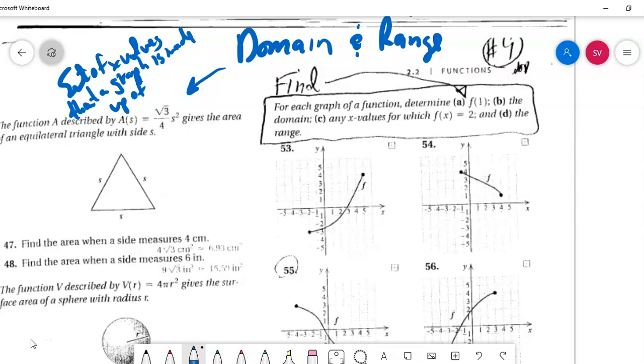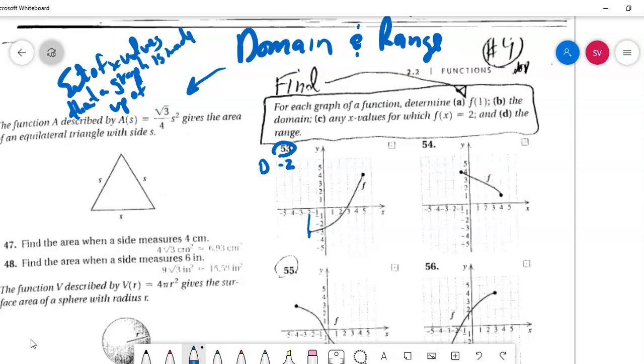So this problem right here, I wanted to determine the domain and range, and then I want to determine f of 1 and any values of x for which f of x is equal to 2, and I will explain what these mean. All right, so for domain, it's a set of x values. So I'm going to scan left to right. Here's my first point right here. What is the x value that corresponds to that? So domain starts off at -2.